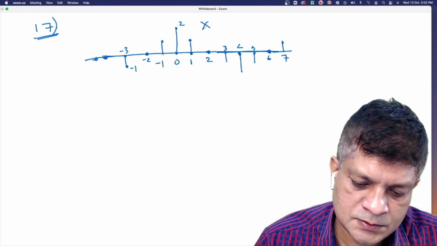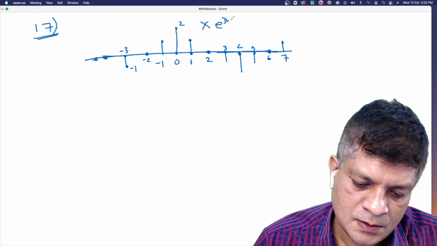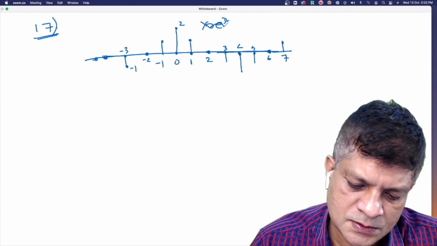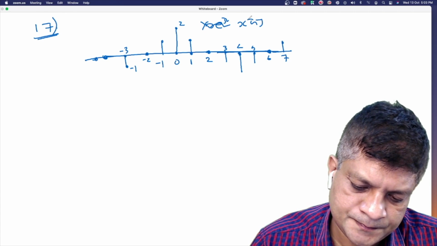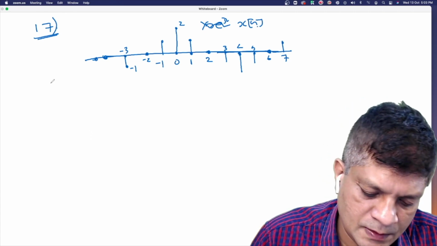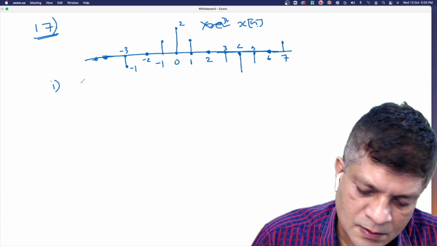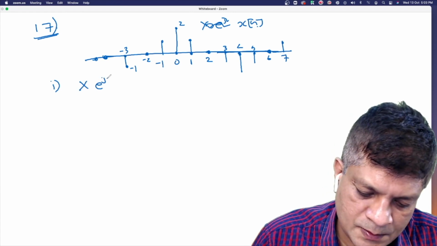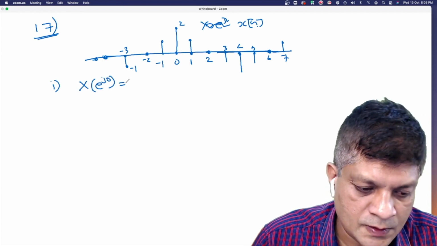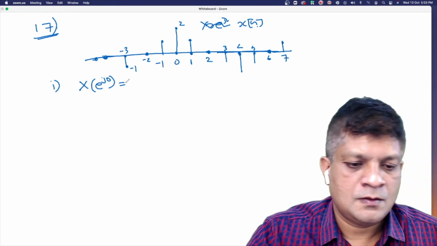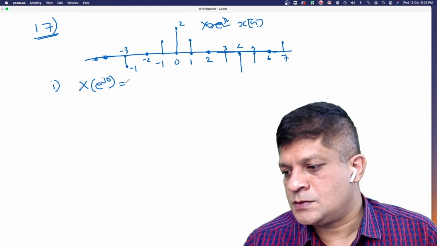This is x[n], right? The signal x[n] is given. The first part is, what is X(e^{j0})?